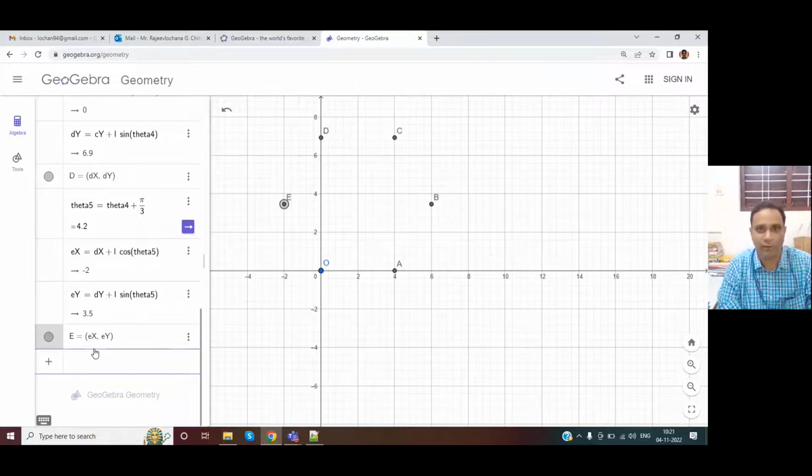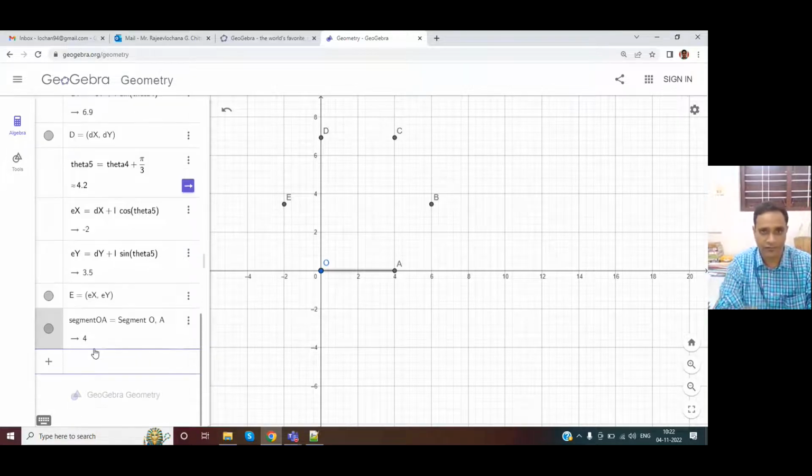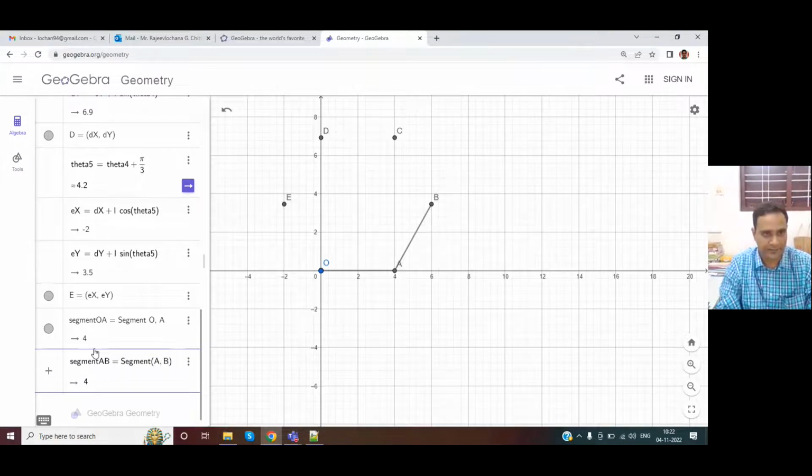Right, so we have all the points. We just need to get the segments. Segment OA is equal to the segment between O and A, that is drawn. Similarly, segment AB is the segment between capital A and capital B.